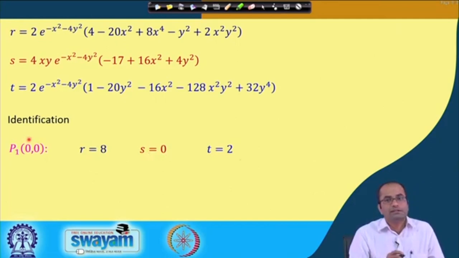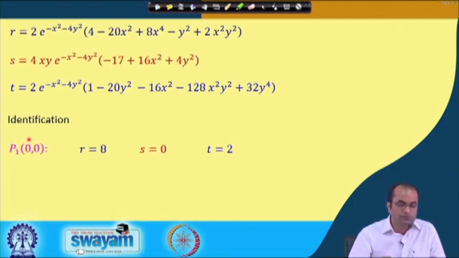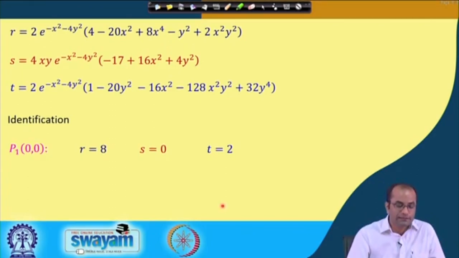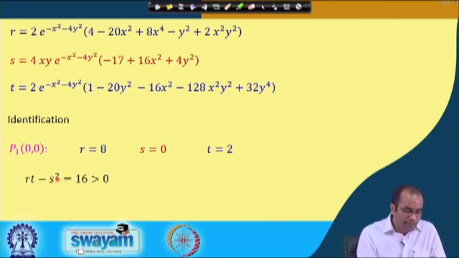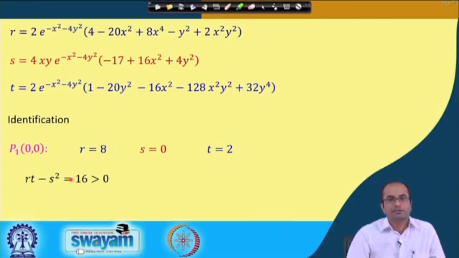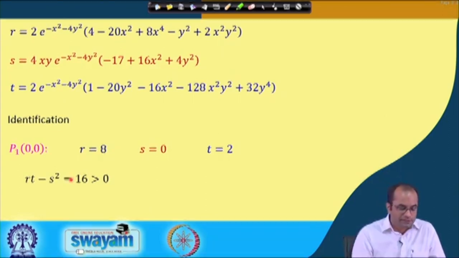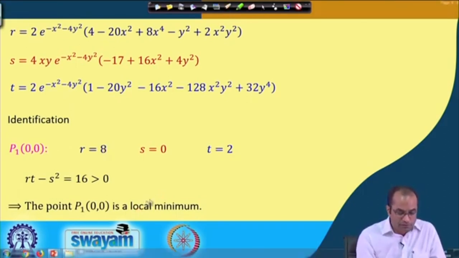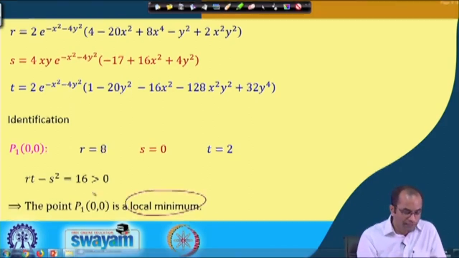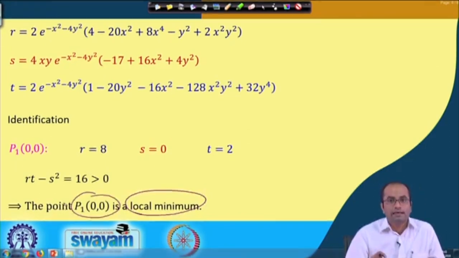This is the first critical point among all these critical points, because for each we have to identify whether it is a point of maximum, minimum or a saddle point. So, at this point we have computed all these higher order derivatives, and then we have to compute r t minus s square. So, r and t, this product is 16 minus s square, 0. So, we have this 16 which is positive, and remember in the sufficient conditions we have seen that if r t minus s square is positive and r is positive, then this is a point of local minimum. So, we got this point of local minimum. So, at 0, 0, the function has a local minimum.